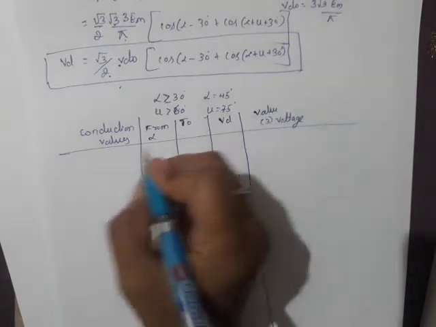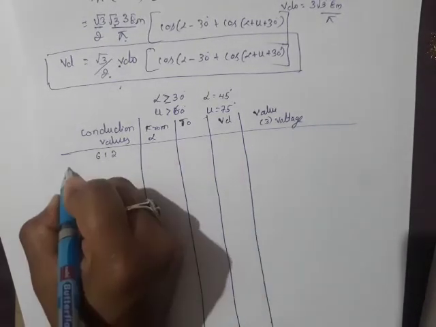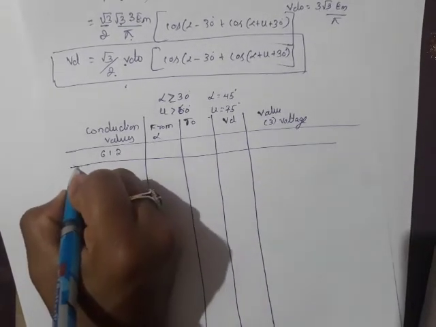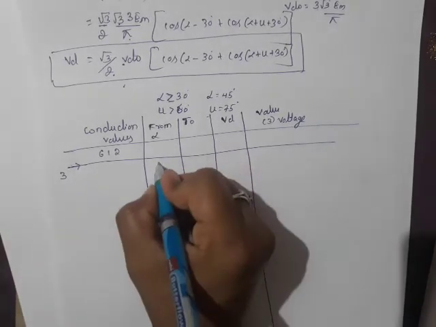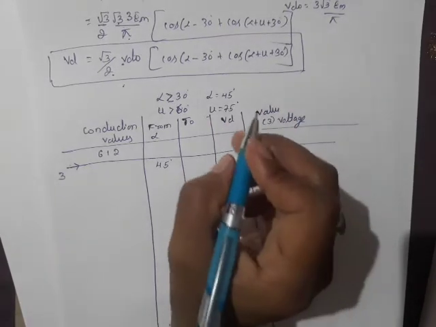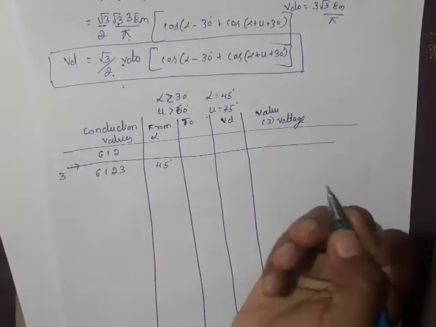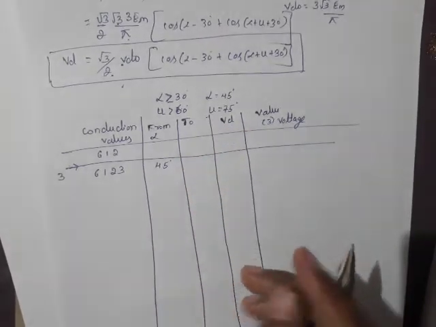Let me begin with valve number 3 itself. 6, 1, 2 are conducting. I'll leave this, I'll write at the end. Valve number 3 has come into conduction at 45 degree. I have taken alpha equal to 45 degree. So 6, 1, 2, 3, 4 valve conduction.